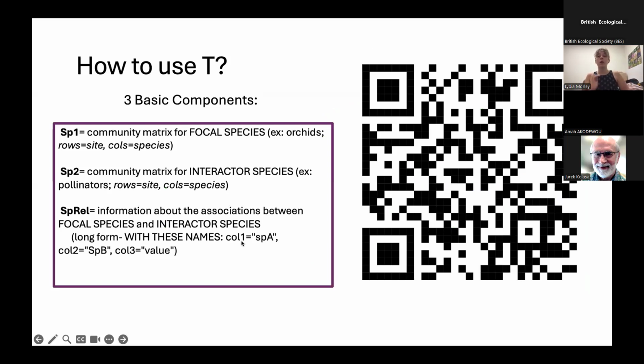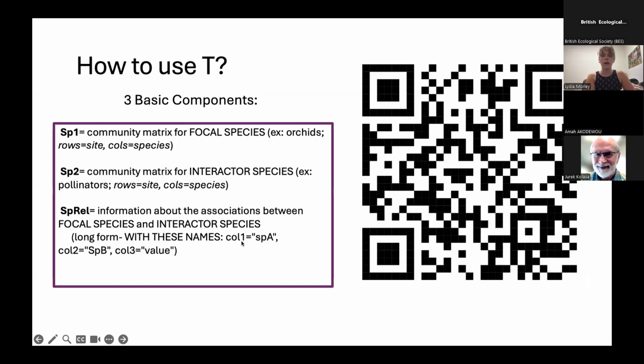Okay, so we know what T is and when to use it and why we might want to use it. Now we're going to learn how to use it. So we're going to go through this example and detail all the moving parts because there are many. There are actually just 3, but it feels like a lot.